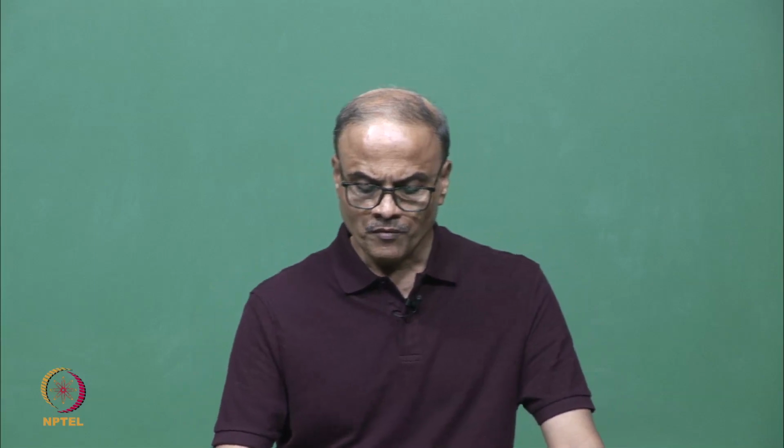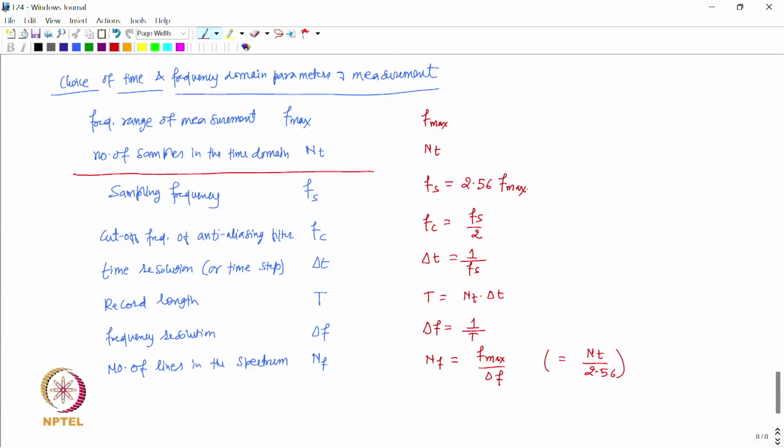We also note from here that if we want to improve the frequency resolution, that is delta f, then we must have a higher record length, and higher record length depends on the number of samples. So, if you take NT to be higher, it will lead to a higher record length and a better frequency resolution. This is how parameters should be selected.